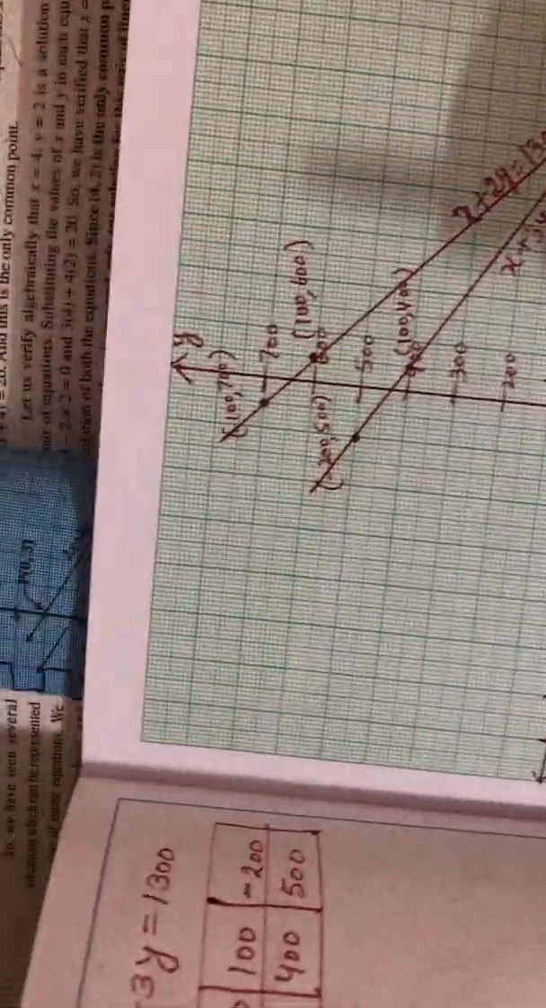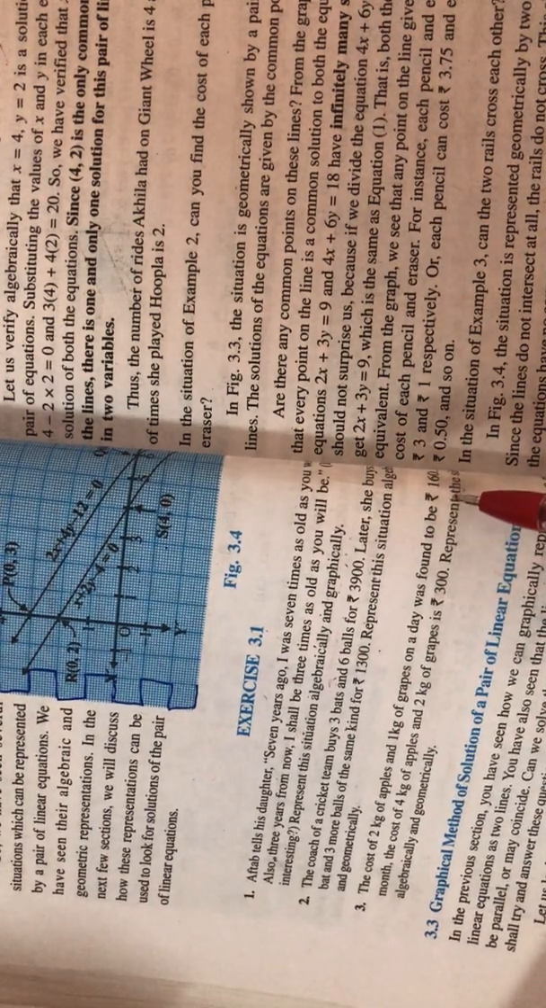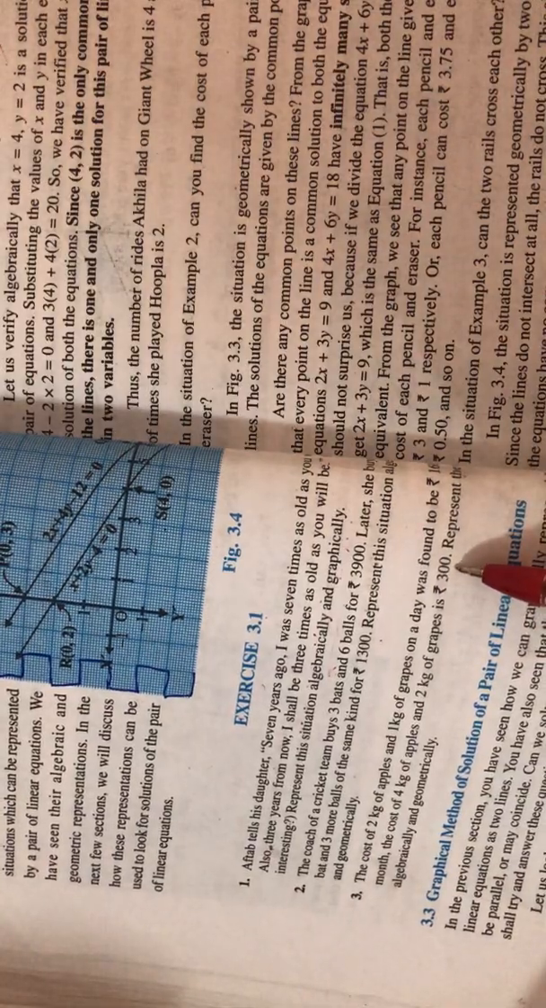So this is question number 2. Now coming to question 3: the cost of 2 kg of apples and 1 kg of grapes on a day was found to be 160, and the cost of 4 kg of apples and 2 kg of grapes is 300. Represent it algebraically and graphically.